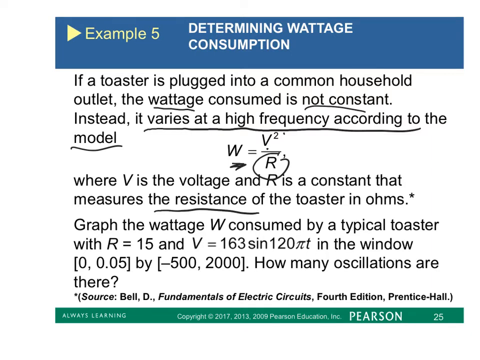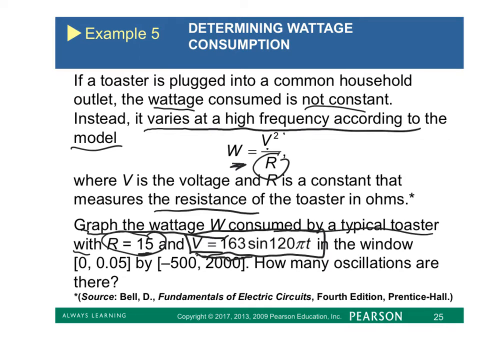And resistance occurs in electrical wiring for a lot of reasons. The temperature of the wire at that moment can change resistance. If it gets really hot, there's a lot of resistance and so forth. So graph the wattage W consumed by a typical toaster with R is 15. So the resistance is typical at 15, and V is 163 sine of 120 pi t. So voltage is a trigonometric function. The resistance is constant in this toaster.